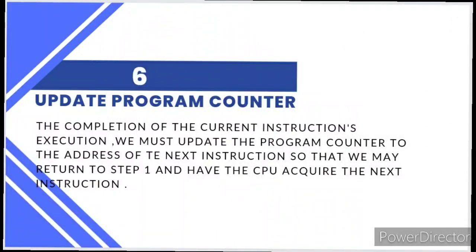So let's understand what is update program counter. Once the complete instruction is executed, the program counter is updated to the next memory address. Due to this, it is able to execute upcoming instructions. Thus, the fetch, decode, execute cycle will again take place.